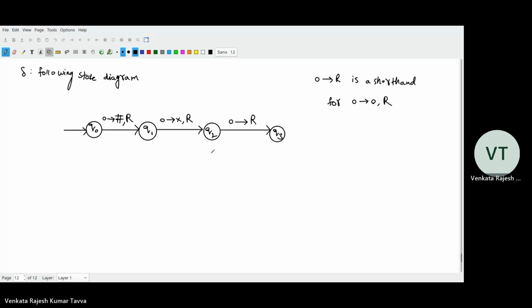Okay. Now I'm in Q3, which means I have seen odd number of zeros, 3 or more odd number of zeros. Now I need to cross off the next 0. And then which state should I go to? I have seen even number of zeros. So I should go back to Q2, right?